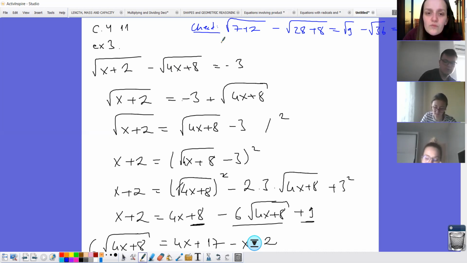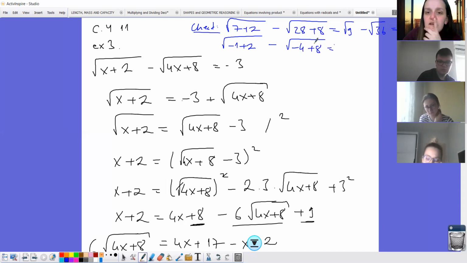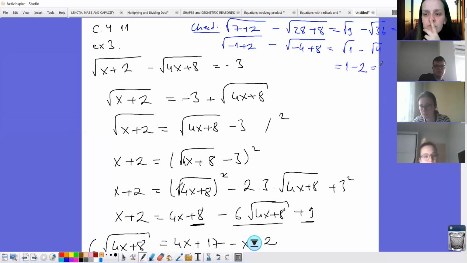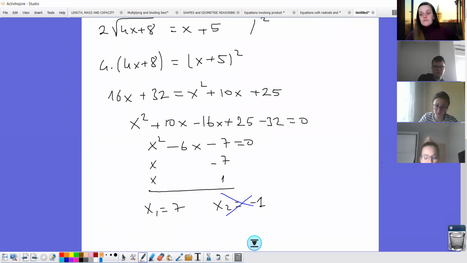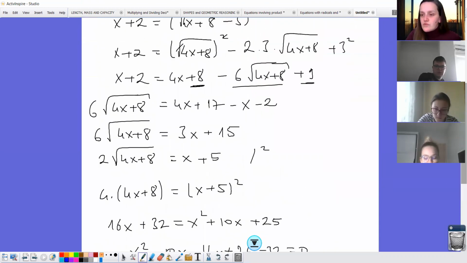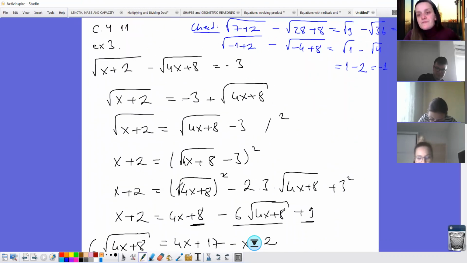It's okay. And the other one was minus 1 plus 2 minus root of, here we'll have minus 4 plus 8, then root of 4. This one will be minus 2, so minus 1 minus 2, which is minus 3... so this one is not our solution. Only 7 is our solution. Okay? It's okay. Did we understand?